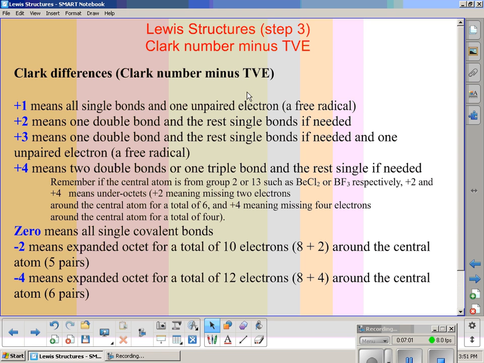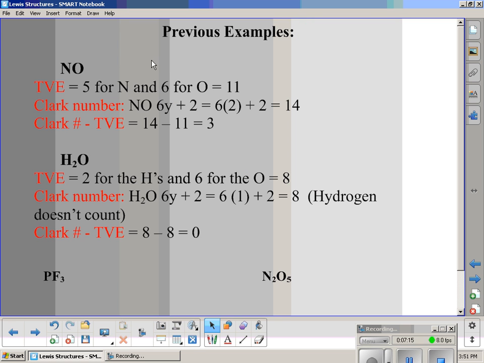Step 3, we're going to take our Clark number minus the total valence electrons. Now, all this stuff written in here doesn't make sense just yet, so I'm going to come back to it. Let's go to the next slide, and then I'll come back to this one. So we take our total valence electrons, 11 for nitrogen and oxygen, and our Clark number, 14. We've already calculated these. So the Clark number, 14, minus the total valence electrons, 11, gives us 3.